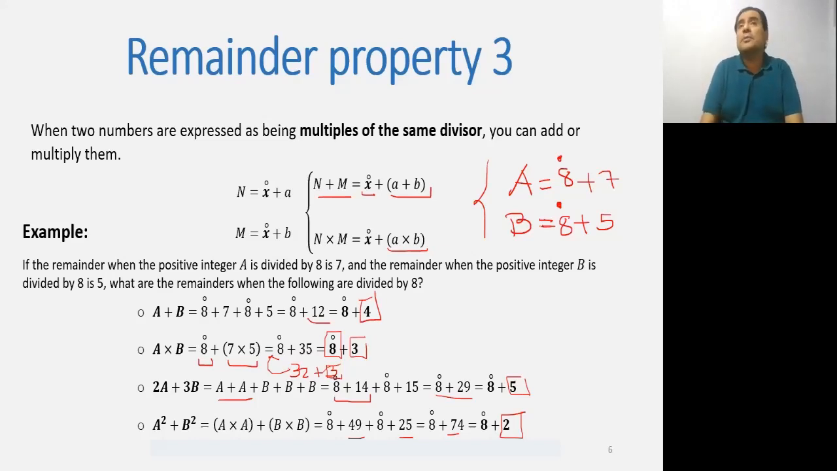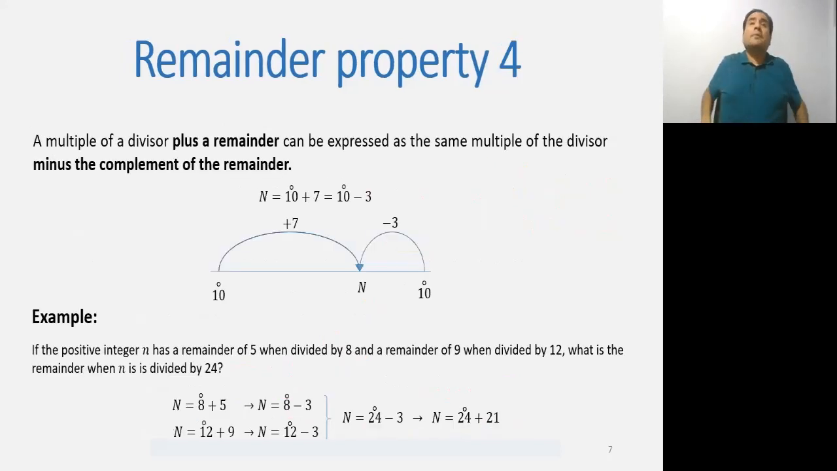Let's check property number 4. Property number 4 says that a multiple of a divisor plus a remainder can be expressed as the same multiple of the divisor minus the complement of the remainder. What does this mean? Let's see through an example.